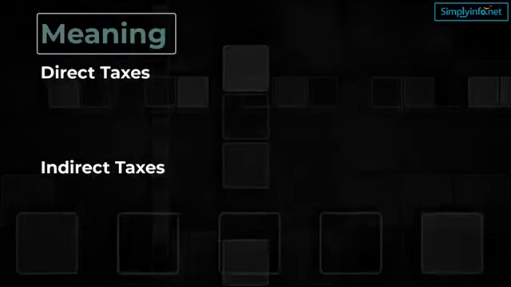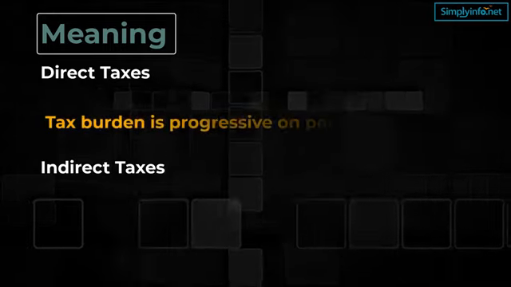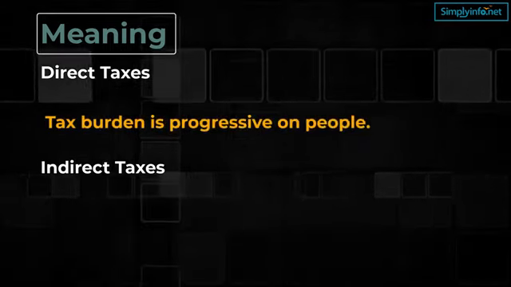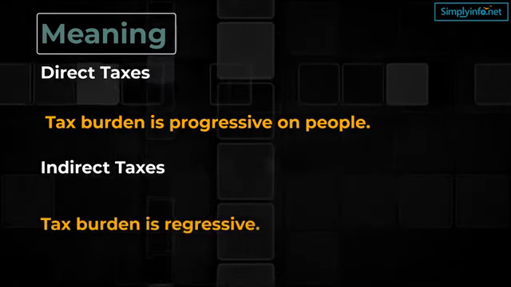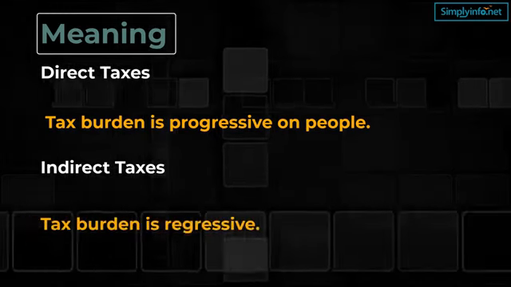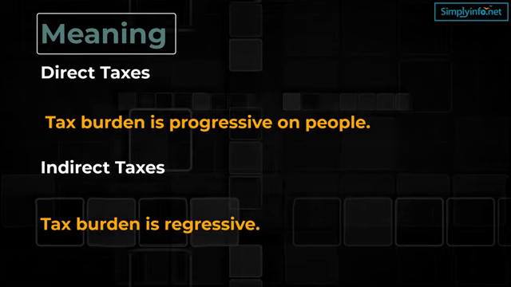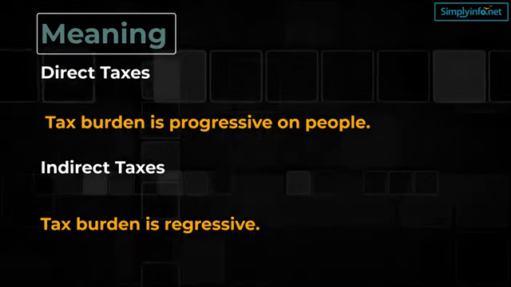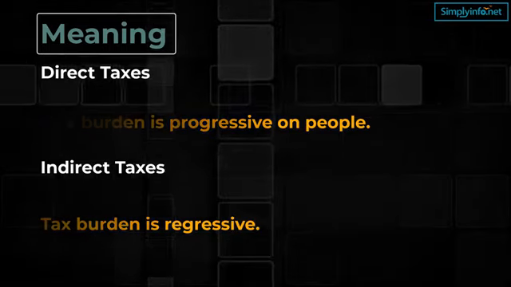Burden. Direct taxes, more income attracts more income tax. Tax burden is progressive on people. Indirect taxes, rate of tax is flat on all individuals. Therefore, more income individuals pay less and lesser portion of their income as tax. Tax burden is regressive.